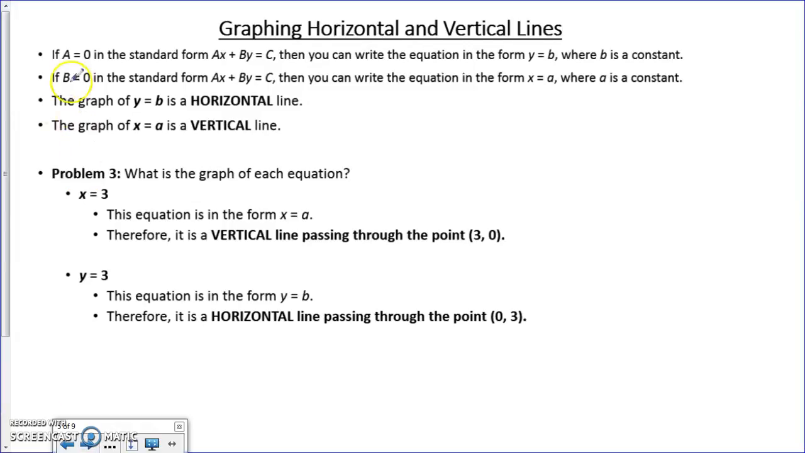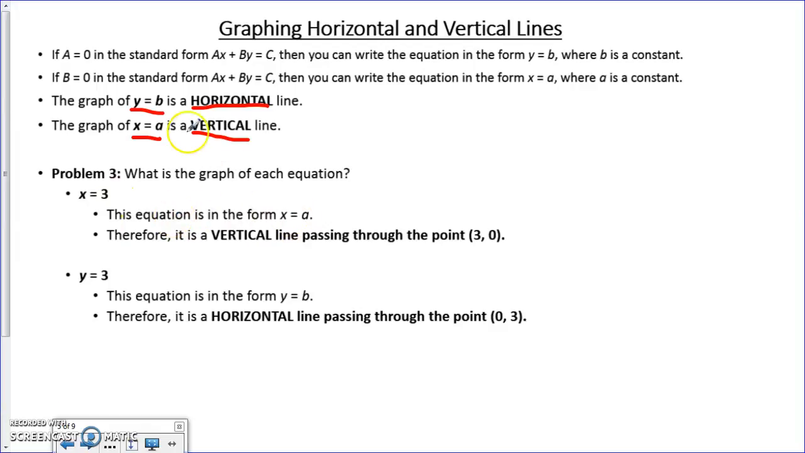In other words, the graph of y equals b, or y equals a number, is a horizontal line. And the graph of x equals a, or x equals a number, is a vertical line. So problem 3, what is the graph of each equation? X equals 3.